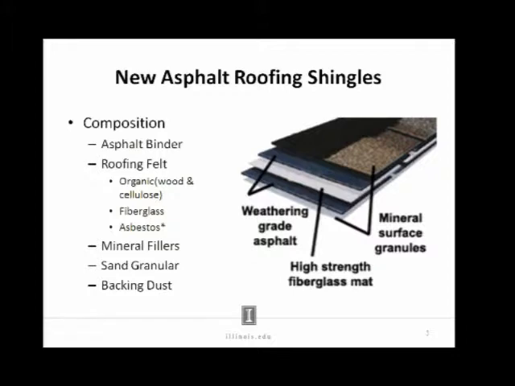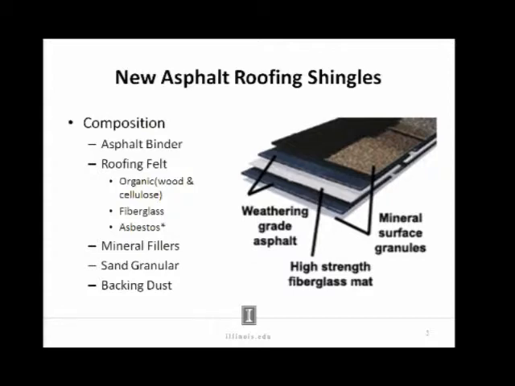We have a roofing felt that provides the basic backing, almost like a structure for the shingle, and we have two different types of roofing felts that we can use. We have an organic type, which is essentially a wood or cellulose base, and then you have fiberglass. And then I have a little asterisk there next to asbestos. Since we're considering that we're going to possibly recycle these things, for a while there they did use asbestos in the fiberglass. So that's important to keep in mind when we're reclaiming these things.